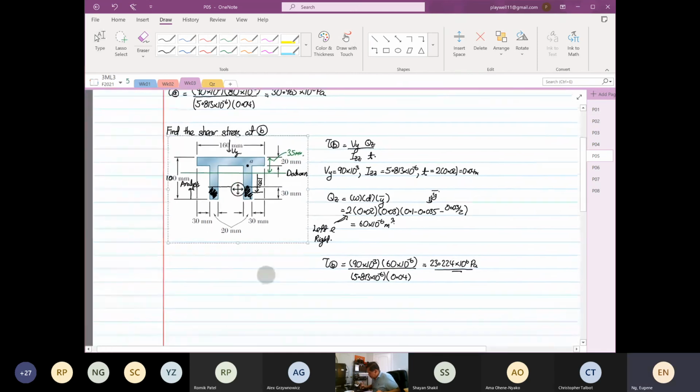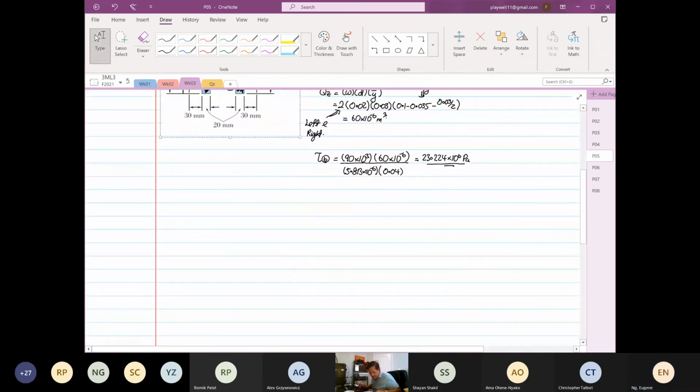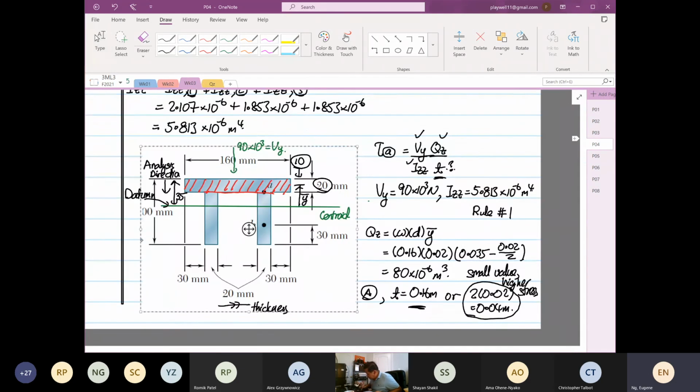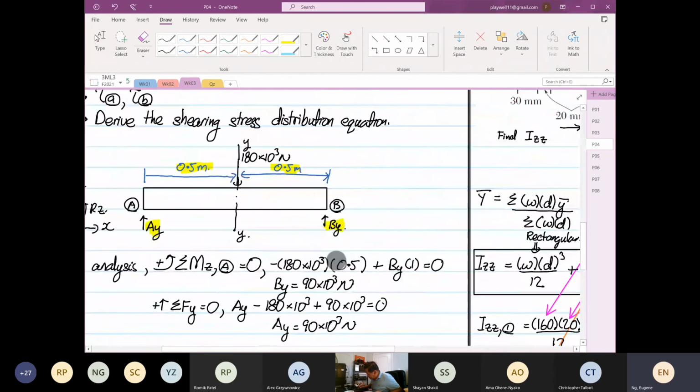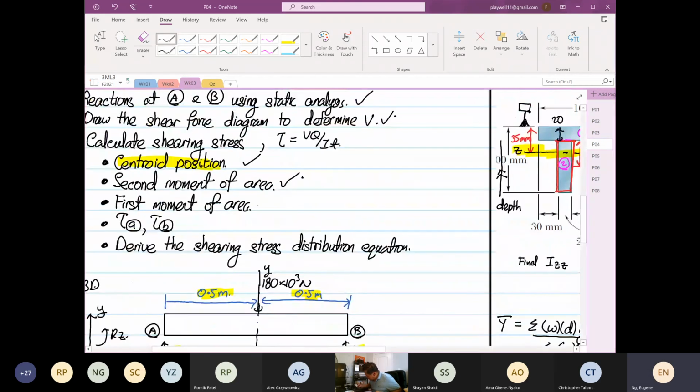Okay. So the next thing I'm going to do. What have we accomplished? We have accomplished finding the first moment of area, and shear at point A and point B. The last thing that we're going to do is derive the shear stress distribution equation.